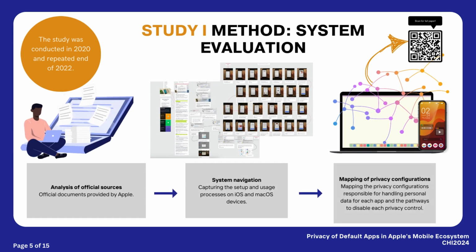This work took place in the form of two studies, both critically important to answer our questions. The first study evaluated the privacy configurations of 8 default apps, part of Apple's mobile ecosystem. To conduct the first study, we analyzed the official sources presented to users. Secondly, we performed a system navigation where we captured the setup and usage processes on iOS and macOS devices.